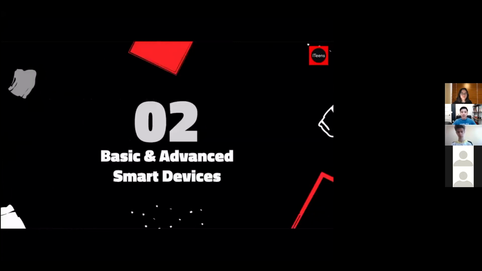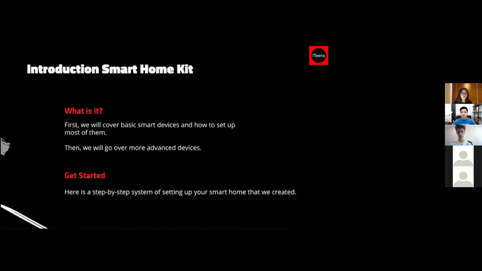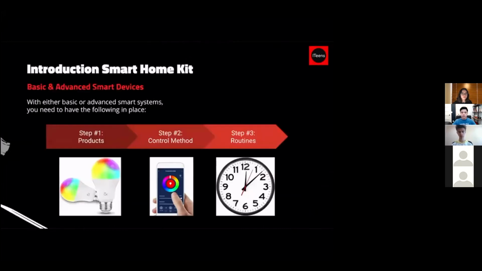Number 2, basic and advanced smart devices. What is it? First, we will cover basic smart devices and how to set up most of them. Then we will go over more advanced devices. Here is a step-by-step system of setting up your smart home that we created. With either basic or advanced smart systems, you need to have the following in place: products, a control method, and routines to control them.